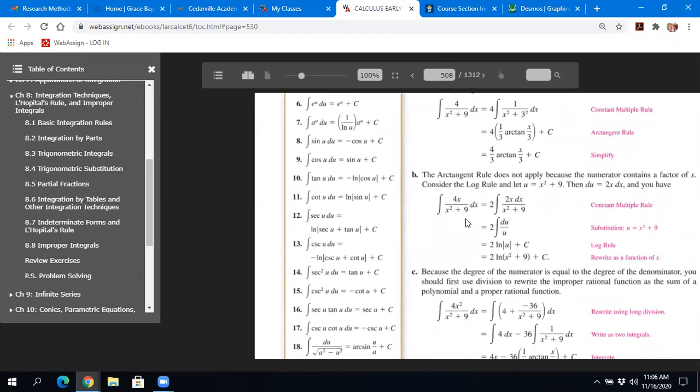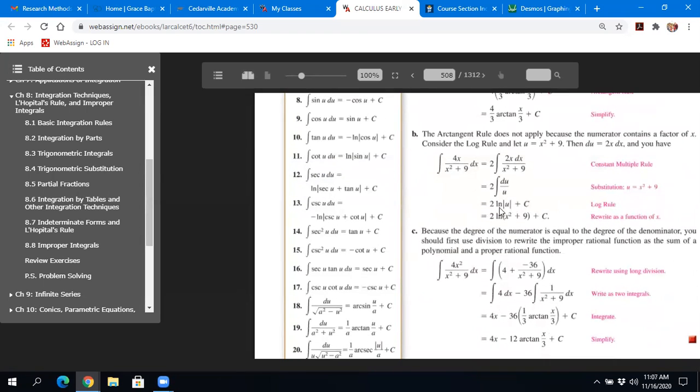They say 4x over x squared plus 9. They factor out a 2 so that the numerator is exactly the derivative of the denominator. And then they proceed to do a u substitution. They put u equal to x squared plus 9, and all is right. What happened to the absolute value? So you get du over u, by the way, you get logarithm absolute value of u, logarithm x squared plus 9, because that's what u was. U was x squared plus 9. What happened to the absolute value?